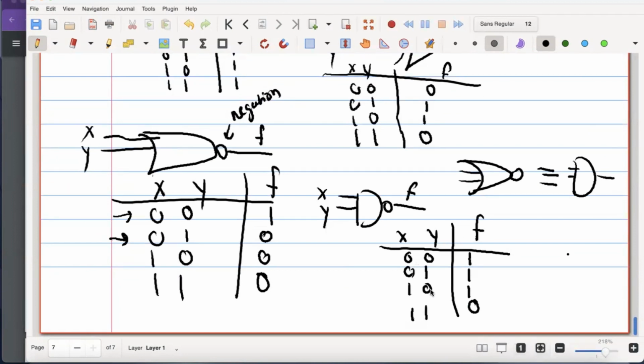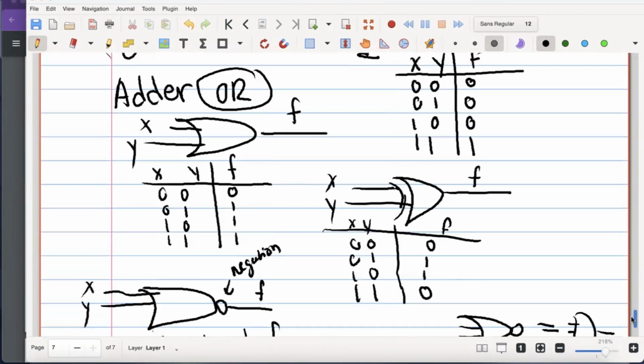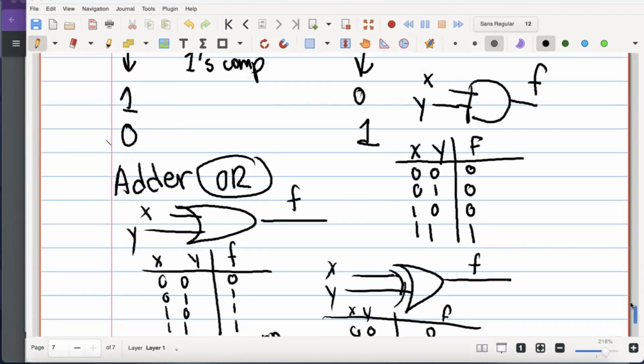Okay, I know this is true. This is gonna be okay. This is 0. This is 1, 1, 1, 1. So that would be 1, 0, 0, 0. It should be the opposite of this, and it is. Okay, there's just no equivalence.